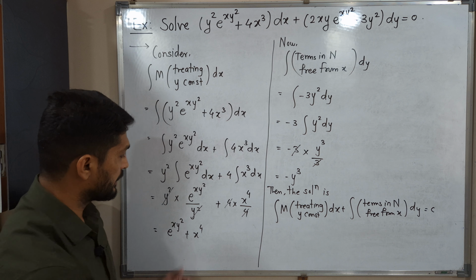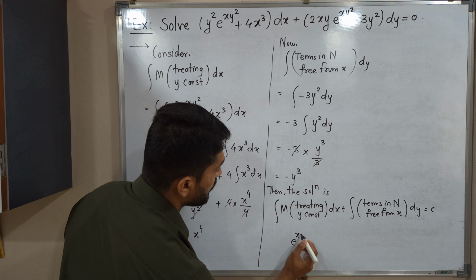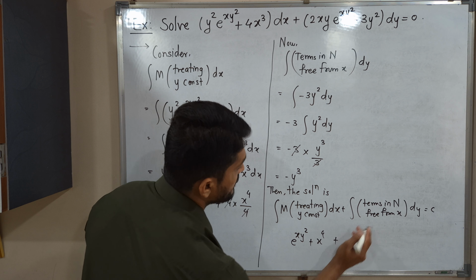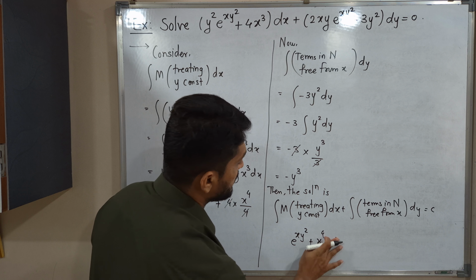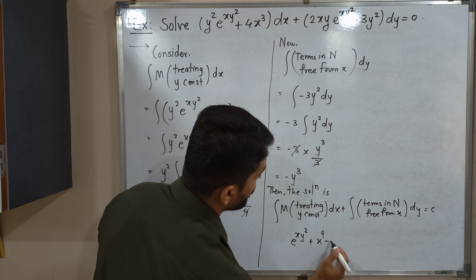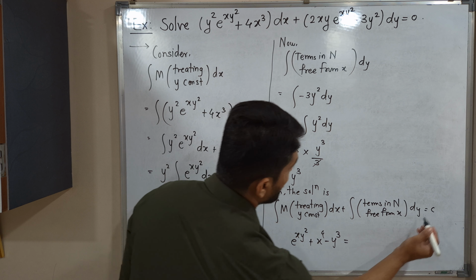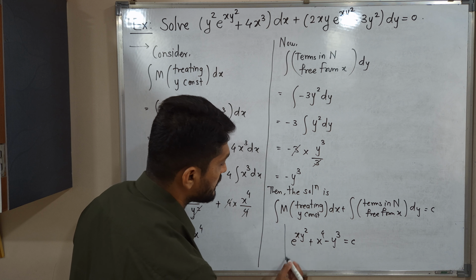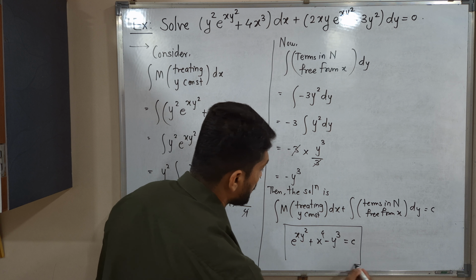So the value of the first integration is e raised to xy square plus x raised to 4, plus the value of the second integration is this, minus y cube. Minus is there, so minus y cube is equal to c. So this is the required answer. Okay, so in this way we solve this exact differential equation.